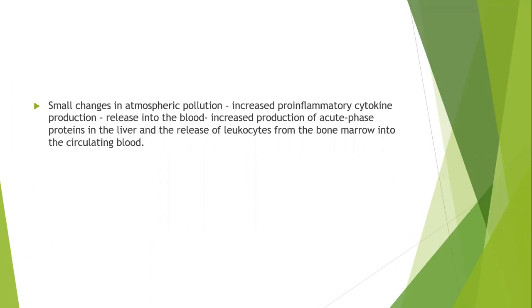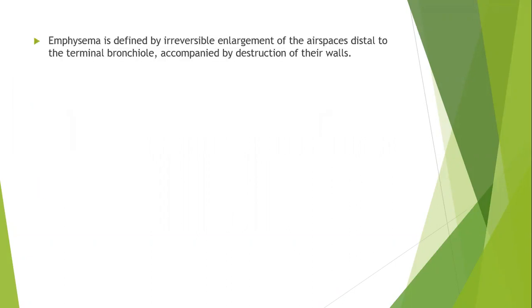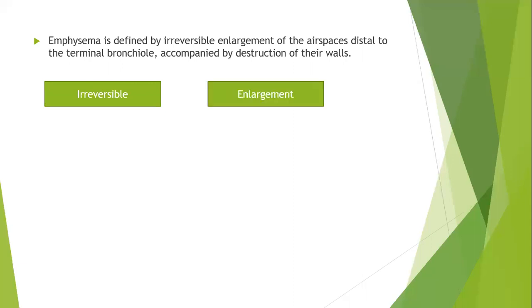Next slide. Okay, so coming to emphysema. Emphysema is defined by irreversible enlargement of the air spaces distal to the terminal bronchiole accompanied by destruction of their walls. Next. Okay, so first we need to know it is irreversible, and that's obvious because we know that COPD by itself, emphysema or chronic bronchitis, is irreversible. Next. Okay. So there is enlargement of air spaces. Next.